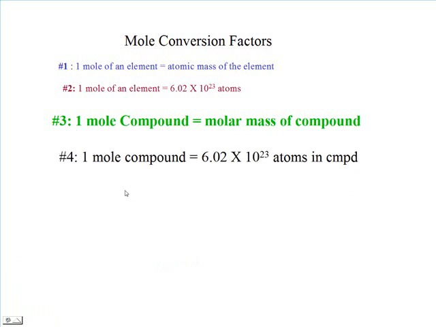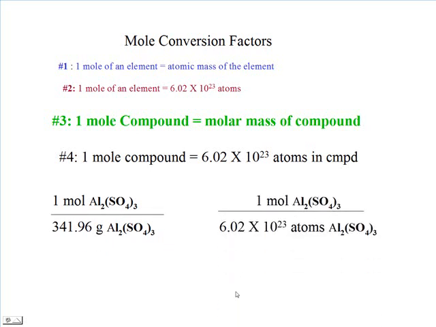Rule number 4 states that a mole of any compound also has this many atoms in the compound. And how that looks, written again as a numerator and denominator, is such. A mole of any compound is equal to its molar mass, rule number 3, and this is rule number 4.